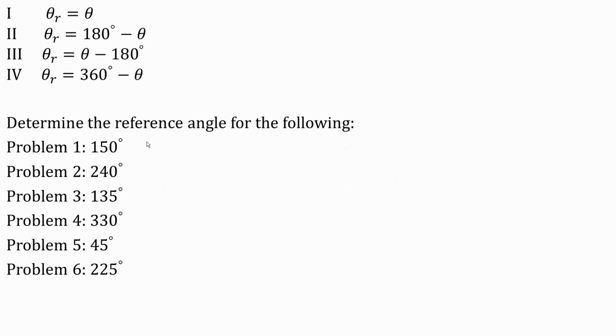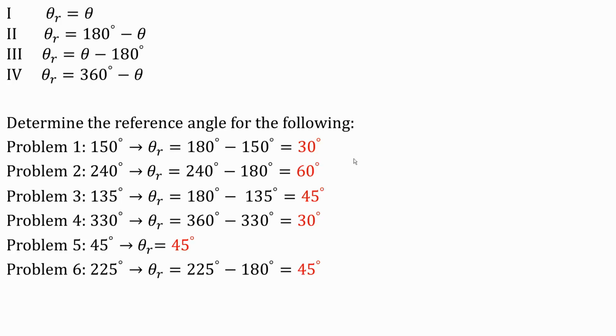So here are 6 problems, and we want to determine the reference angle for the following. If you want to pause the video here and attempt these problems, feel free. So 150 degrees. We are in quadrant 2, and the reference angle will be 180 minus 150 degrees, so 30 degrees. Next, 240 degrees. We will be in quadrant 3. So we would have 240 minus 180, which is 60 degrees.